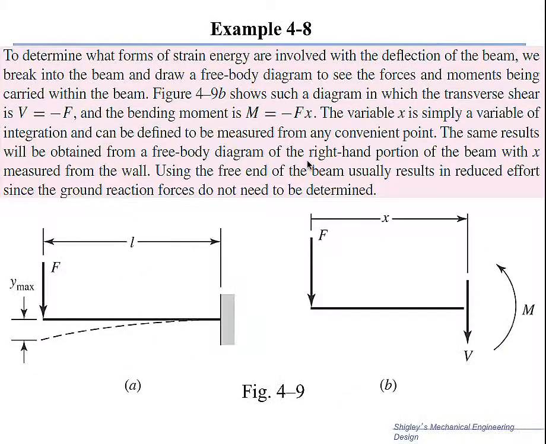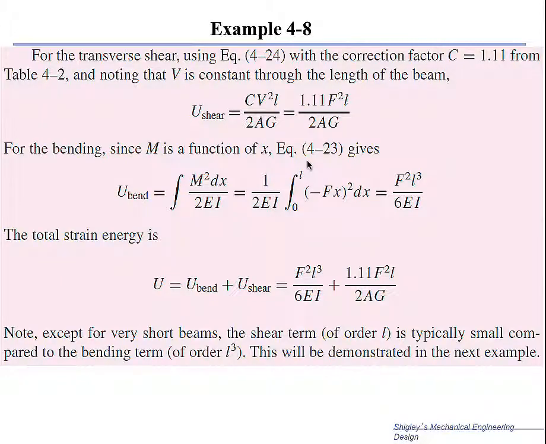So let's see how this will work, and then we also need to determine the amount of energy stored due to direct shear. For direct shear, the shear force V is equal to F in this analysis. Therefore, the energy stored in direct shear, by applying the formula, since the cross section is round, is 1.11 F squared L over 2AG. For bending, we do the integration, so F squared integration gets you L cubed.